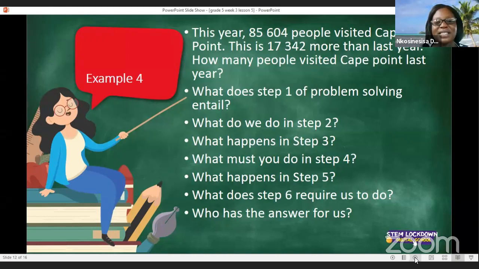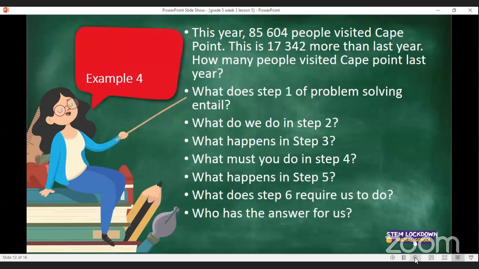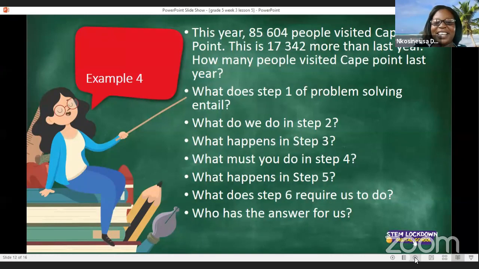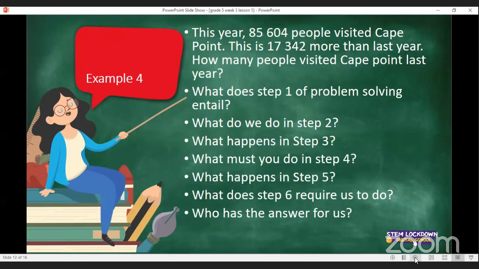And then what happens in step 3? What do we do in step 3? The number sentence, like 85,604 minus 17,342 equals what? Yes. And then what do we do in step 5? After writing the number sentence, you have already told us the strategy. The strategy is saying we have to subtract. Yes, you do the inverse operation to get the answer.